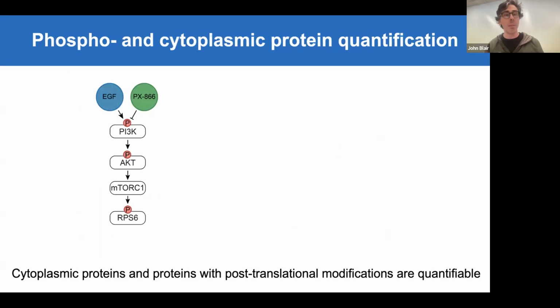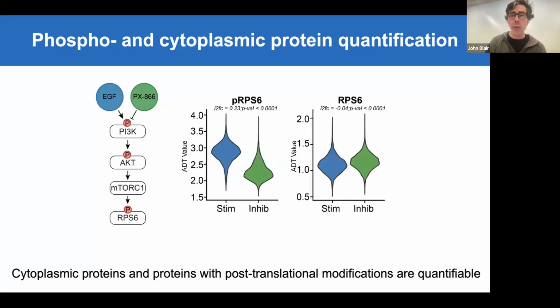So next, we wanted to make sure that we could also quantify phospho and cytoplasmic proteins. So we took our K562 population and treated one half of them with EGF to stimulate the PI3K-AKT-mTOR pathway, and then another half with PX866 to inhibit the same pathway. For this experiment, we used phospho-ribosomal protein S6 as a readout. What we found was that in the stimulated cells, we had a much higher signal of phospho-RPS6 compared to the inhibited cells. And this was not merely a reflection of total RPS6 levels. So with this, we can show that cytoplasmic proteins and post-translationally modified proteins are indeed quantifiable with Phospho-seq.